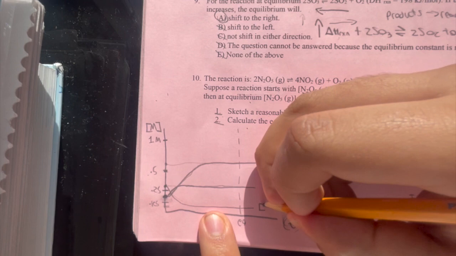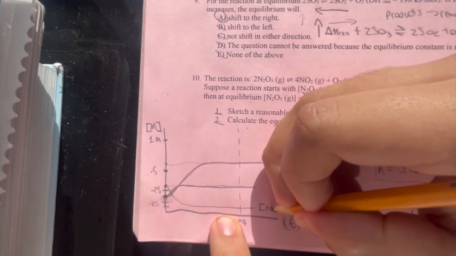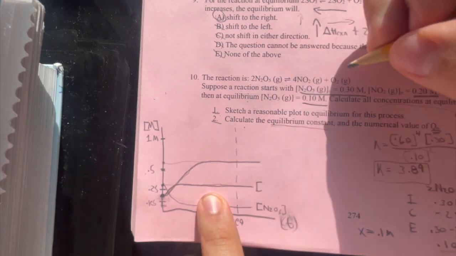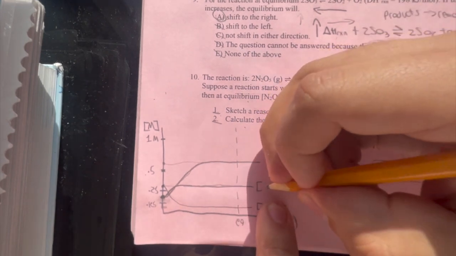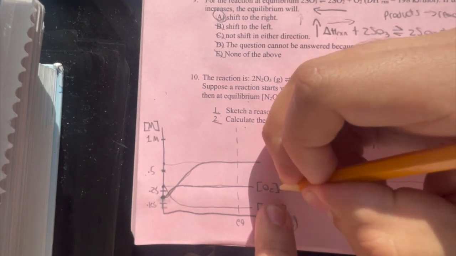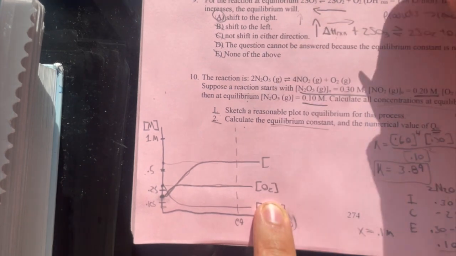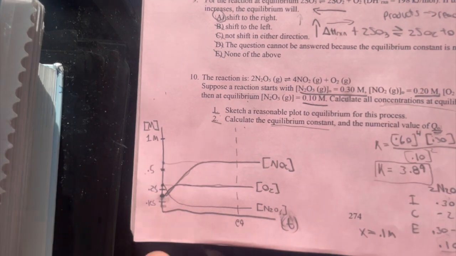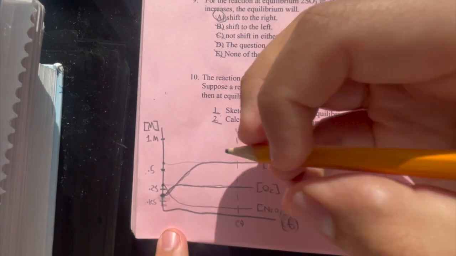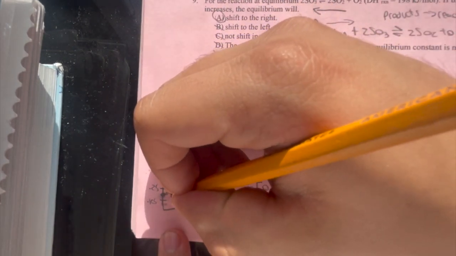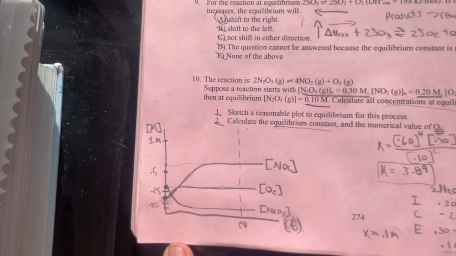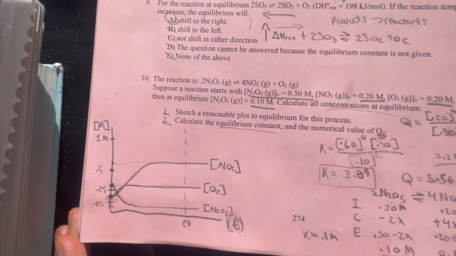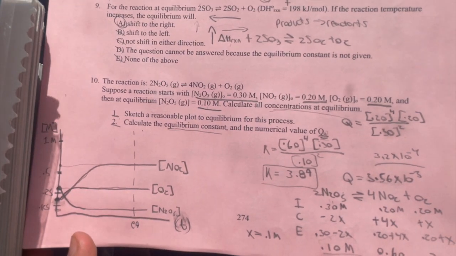And it's always important to label. So this is N2O5, and the one that goes to 0.30 will be O2, and this one is NO2. Okay. All right. Cool. So that's how you would do that problem.